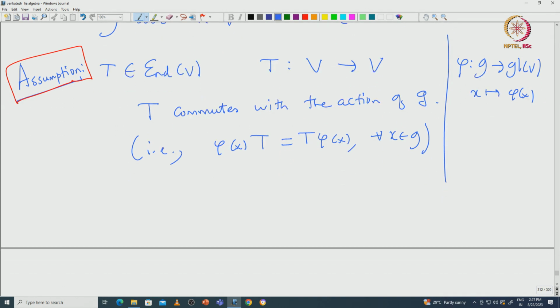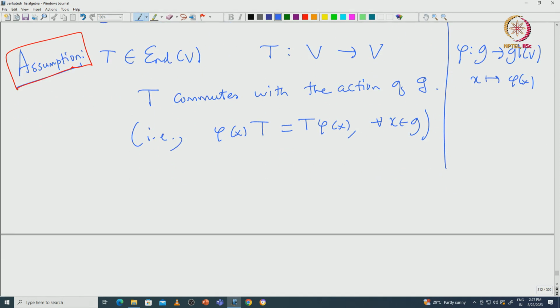So, in this case what we can do is, because T is given to be a linear operator on capital V, we can talk about eigenspace decomposition or generalized eigenspace decomposition. So, that at least exists. For example, you can talk about primary decomposition or cyclic decomposition and so on. But let us see what is useful for us.